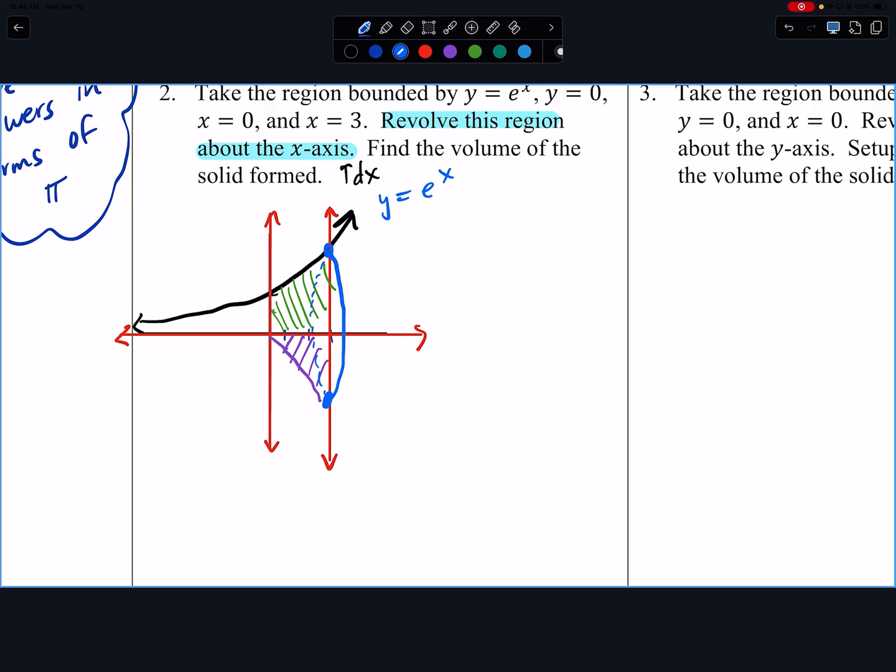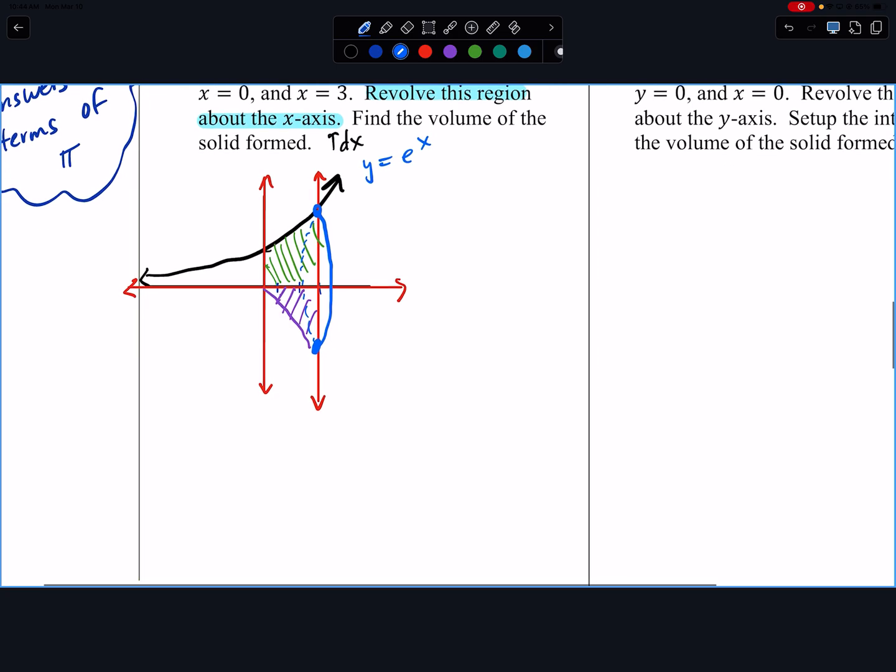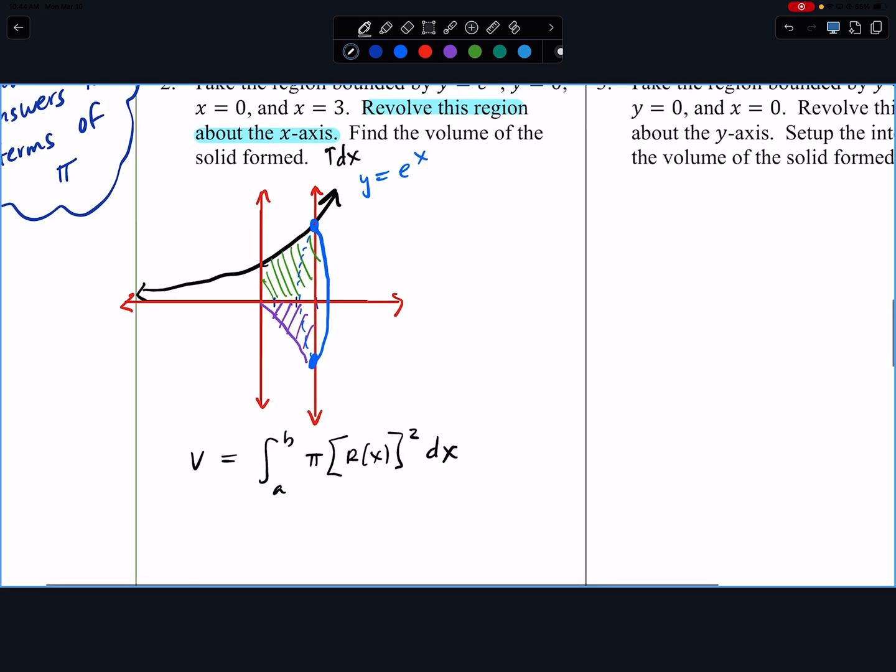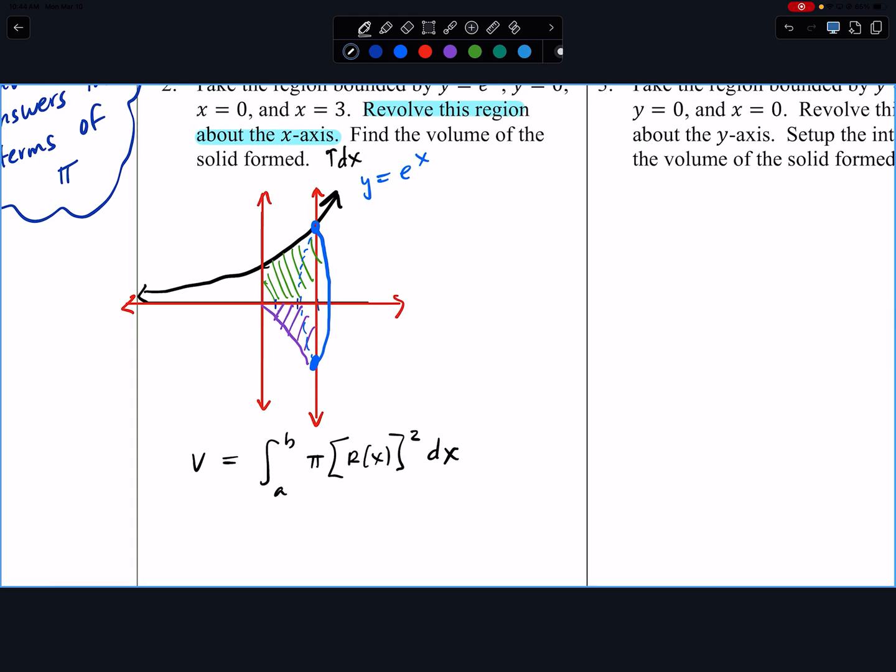Okay. So how do I set this up? The integral is going to be from a to b of pi times r of x squared dx. Hopefully try not to freak out about the drawing. The math part is hopefully not as bad.